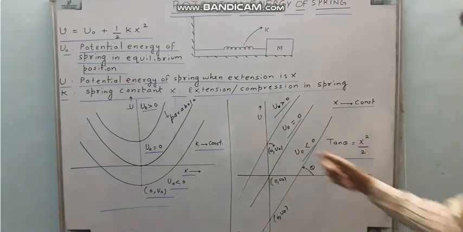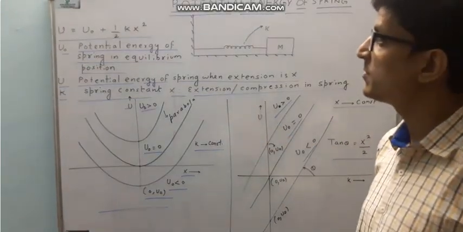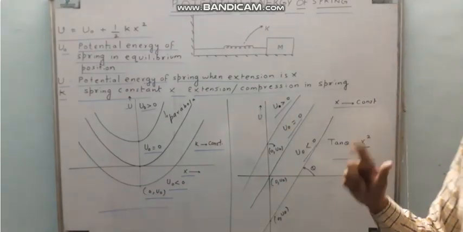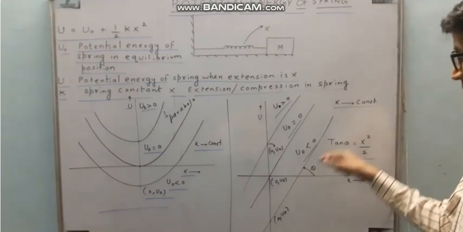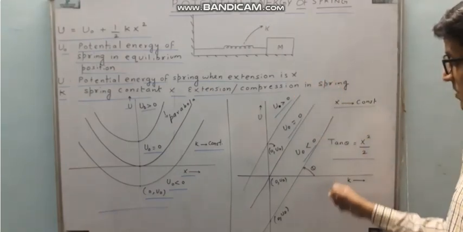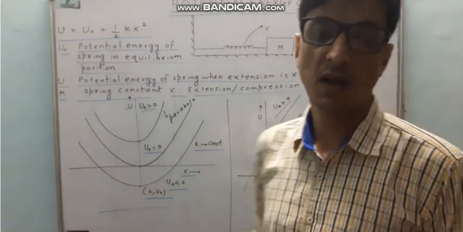We can also draw the graph between U and K. If x is constant, the graph between U and K will be a straight line, because U and K are related by a single degree equation. So this will be the graph. Based on the values of U0, we have three graphs possible. Suppose it makes an angle theta, then tan theta is equal to x square by 2.